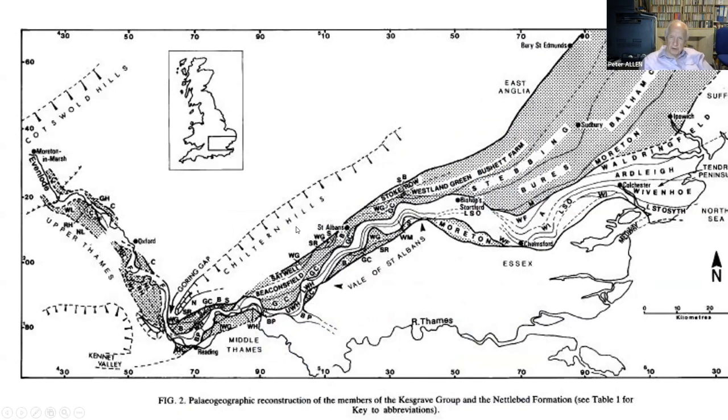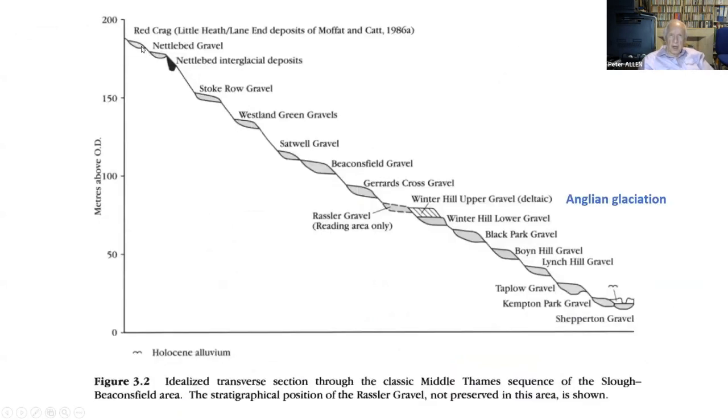So a number of different terraces, as you can see here. Here's the Red Crag high up at the very top. Then at Nettlebed, just the other side of High Wycombe, there are some interglacial deposits and the nearby gravel, which more or less stands on its own at the moment. So it might be an early part of the Thames, but we can't really link it in with very much more. But then we have a bit lower down the Stoke Road gravels and Westland Green gravels, Satwell, Beaconsfield, and Gerrards Cross gravels, and then the Anglian ice comes in, and that changes the whole story.